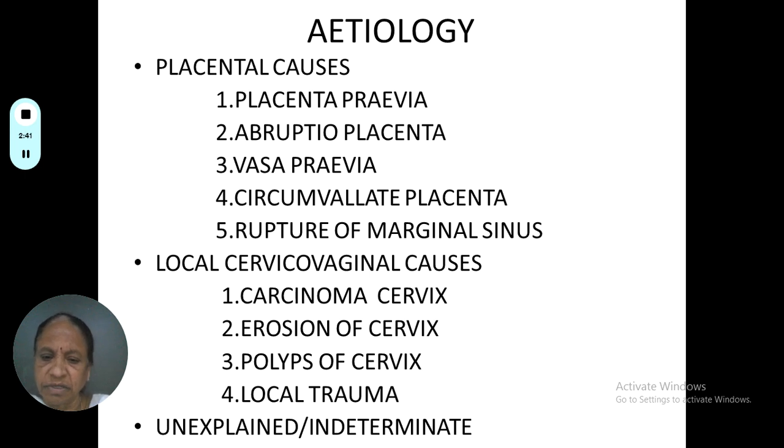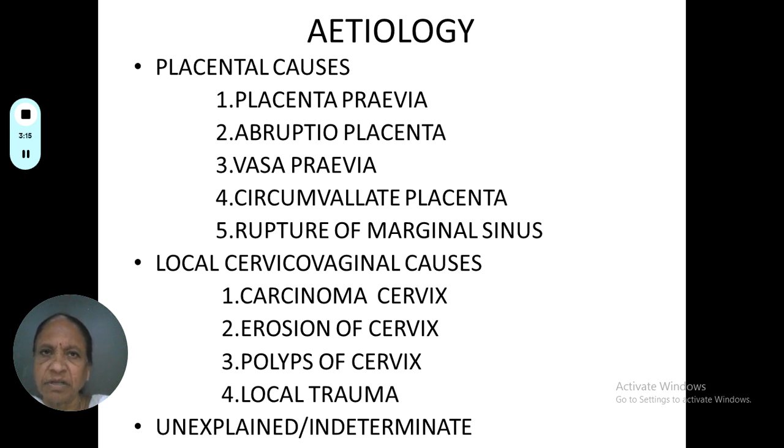Coming to local cervicovaginal causes, one is carcinoma of the cervix, very rare in pregnancy, but rarely we can see such cases, because in malignancy there is high vascularity which will cause bleeding, and it will be manifested in pregnancy sometimes. Erosion of the cervix. There is a term called pregnancy erosion, where because of the vascularity the cervix is highly congested. Sometimes the bleeding can occur from this erosion.